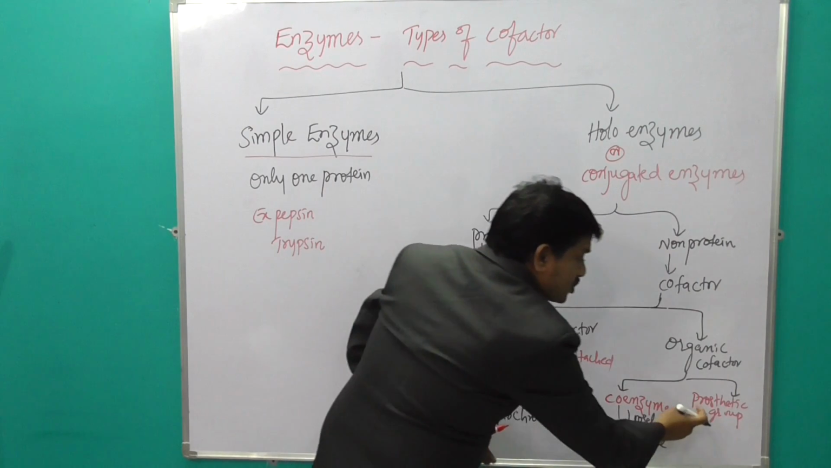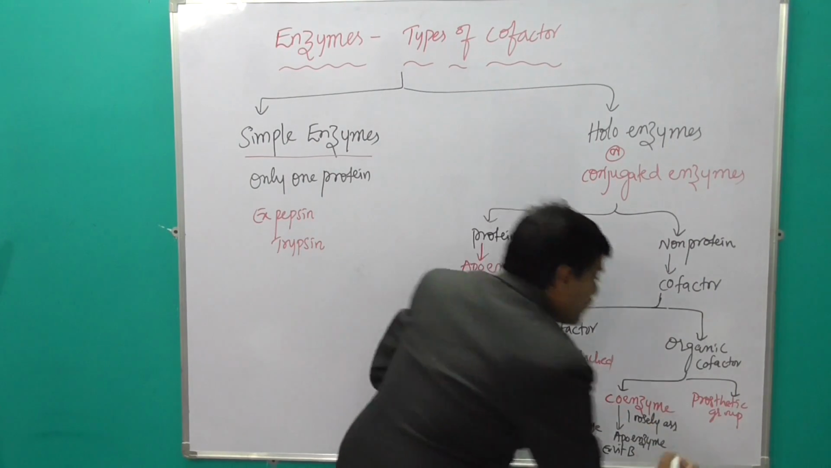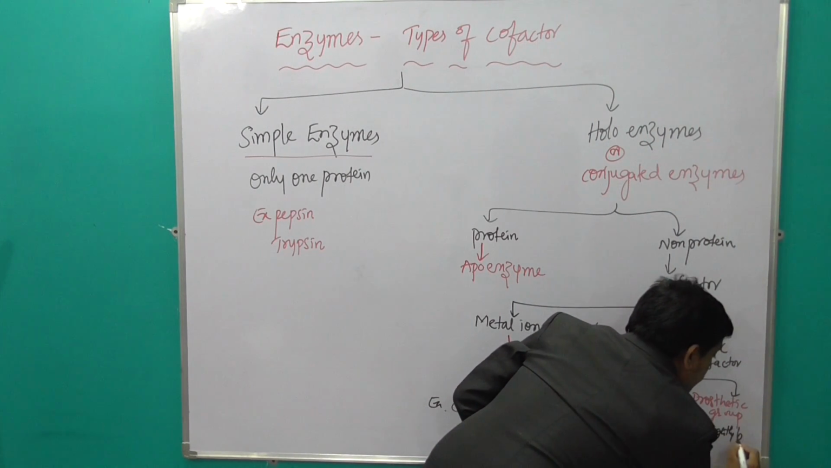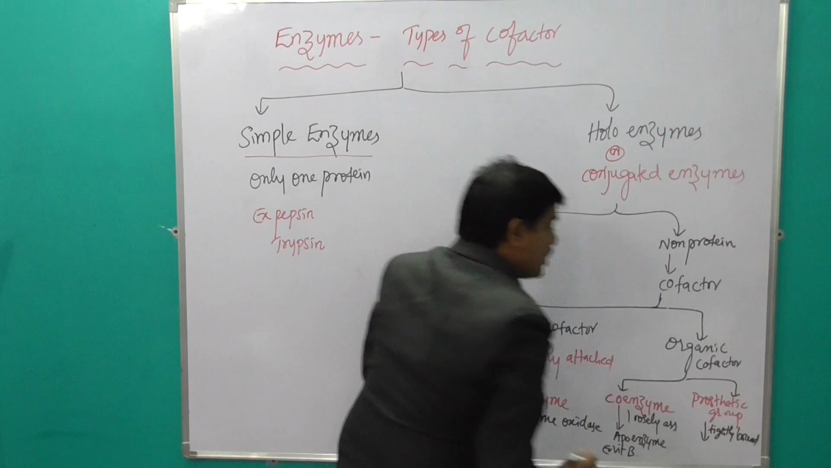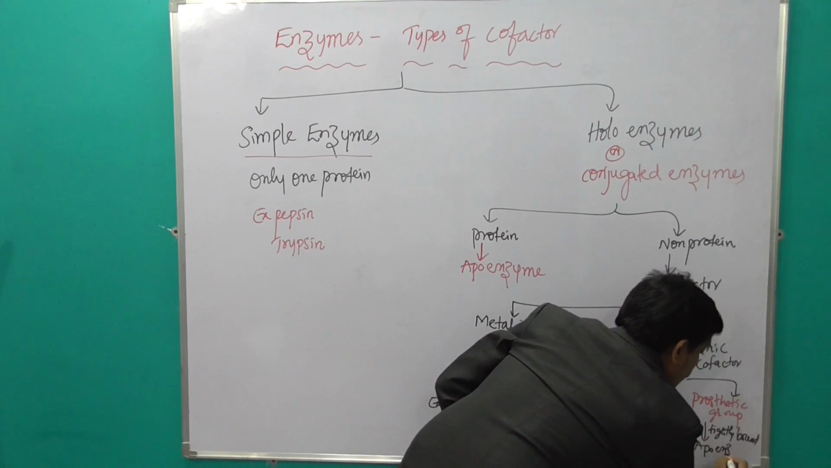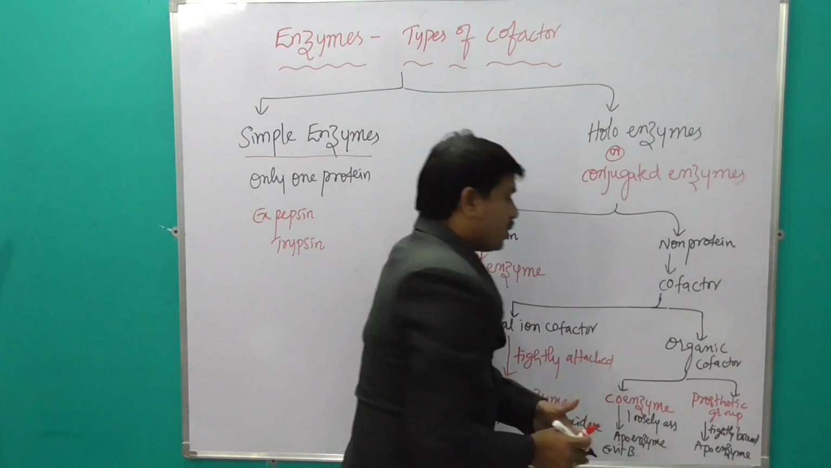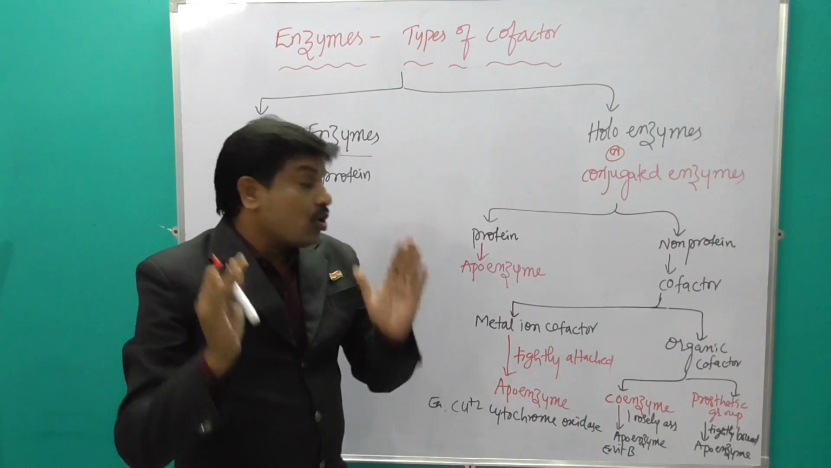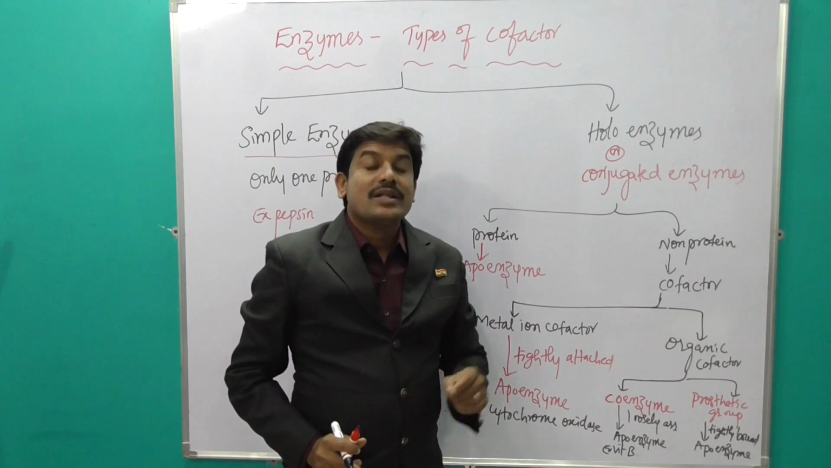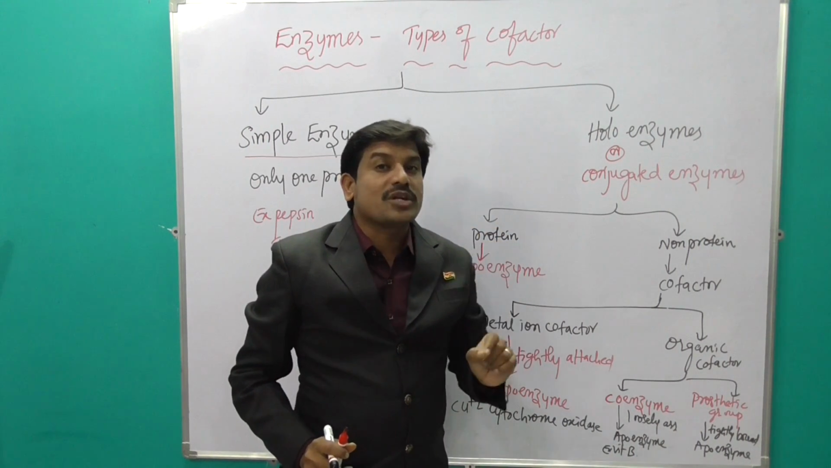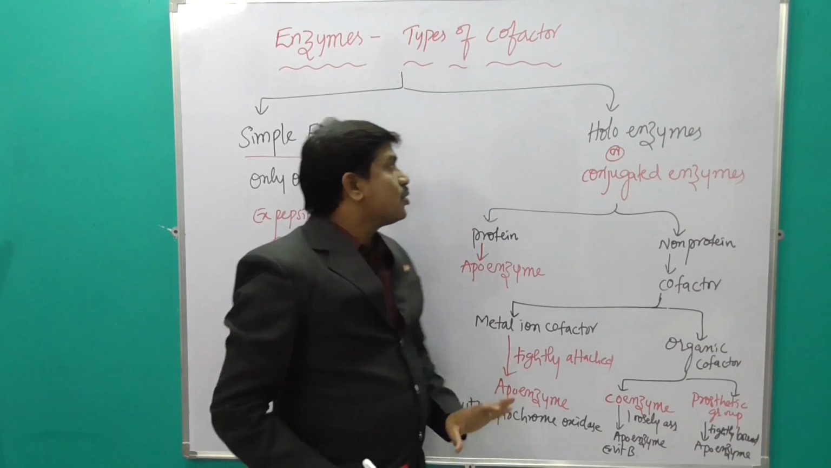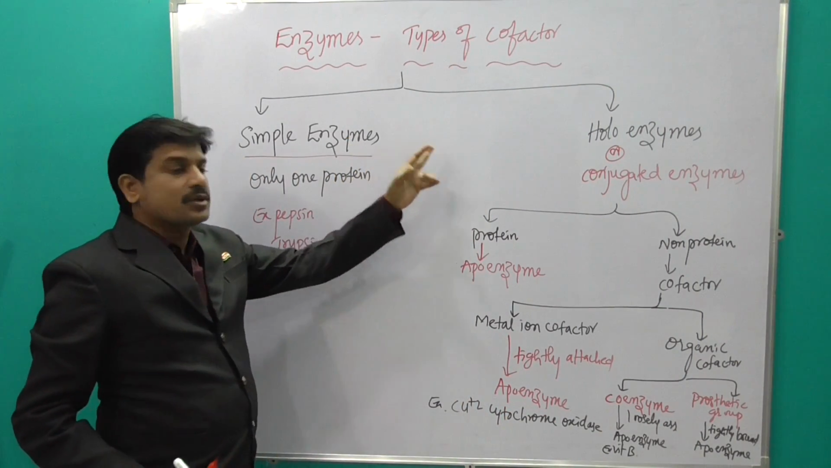Next, what about the prosthetic groups? These prosthetic groups are very tightly bonded with the apoenzyme. The best example is heme, the prosthetic group of the peroxidase enzyme. So this is the structure of enzymes and the types of cofactor.